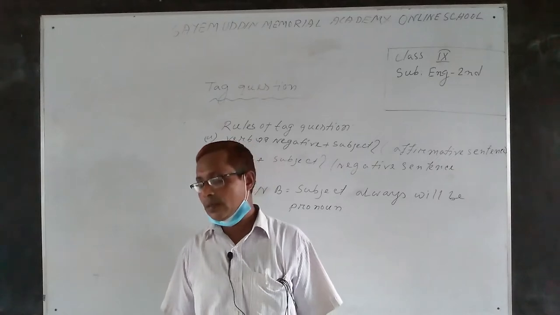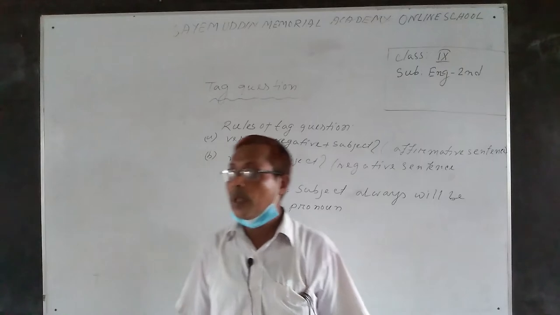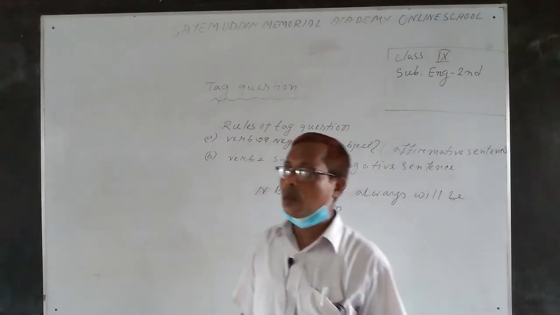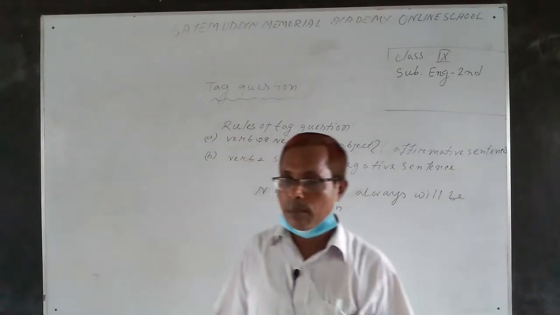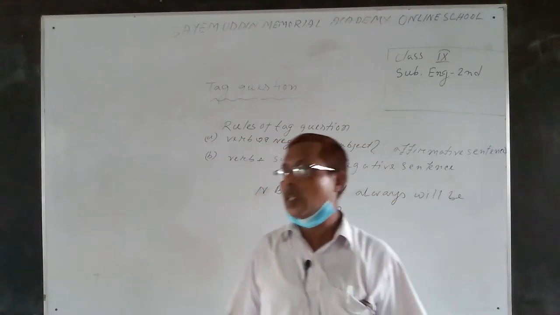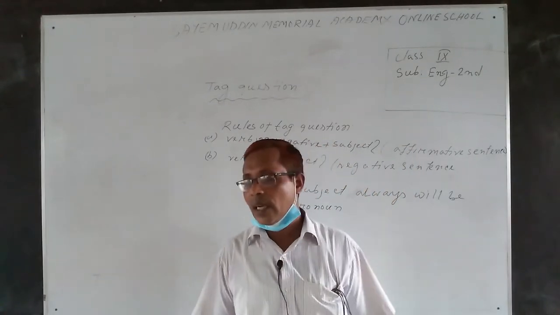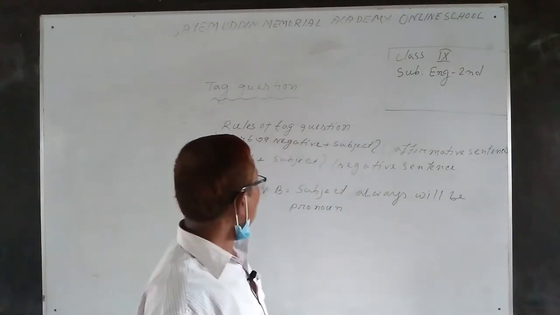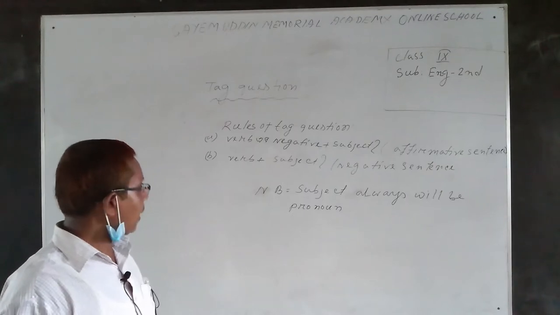By this question, the speaker wants to know the opinion of the listener. Suppose if he wants to know the name of a boy, we ask him, what's your name? The boy replies in this way, my name is Abdullah. But in respect of that question, we say, you are Abdullah, aren't you? Now I am going to discuss the rules of tag question.